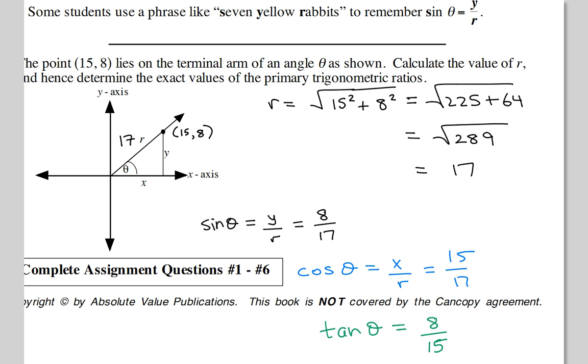Okay, so what you can do right now, just to see if this is all going to mesh, do the second function of sine for this ratio. Do the second function of cos for this ratio. And do the second function of tan for this ratio. And see if you get the same angle. And you should.